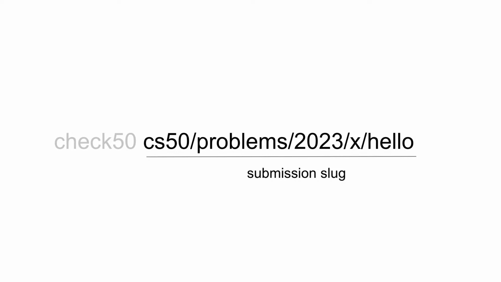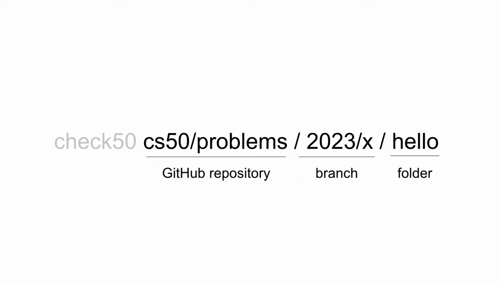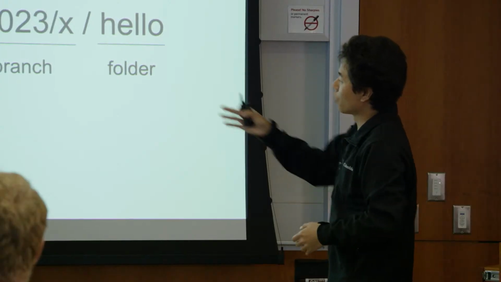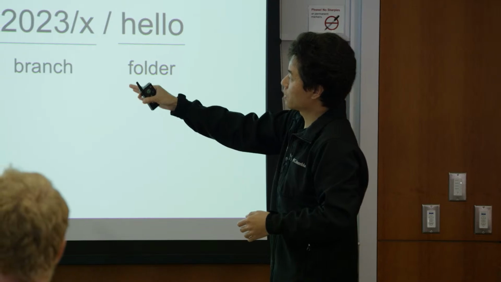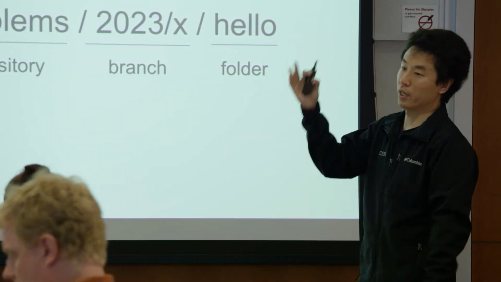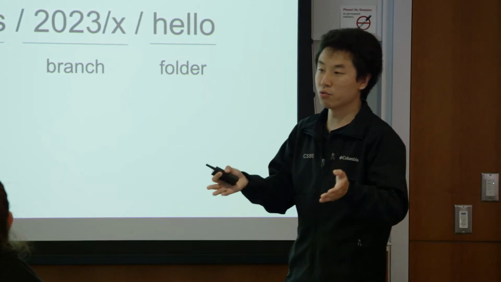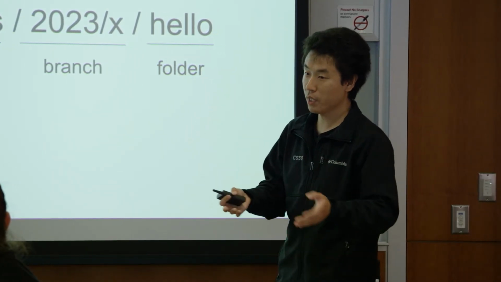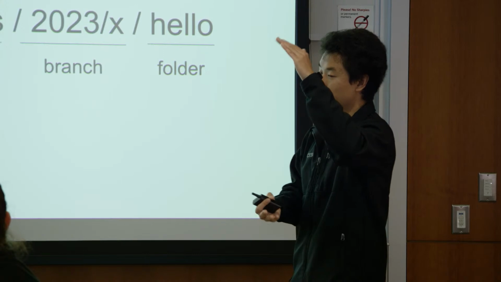And to break this down, the submission slug actually consists of three parts. The first part is the GitHub repository. It locates where this particular check50 check is stored and which branch it is located in. And within the branch, it has a folder. The way we structured it is, first, you have a GitHub repository that stores all your checks. For example, if you're going to create your own check, you can create your own repository. You store all your checks within that repository.